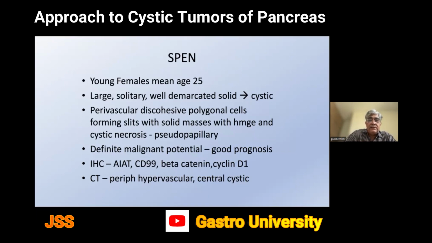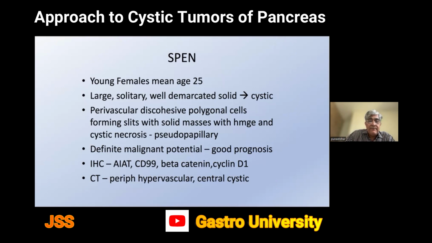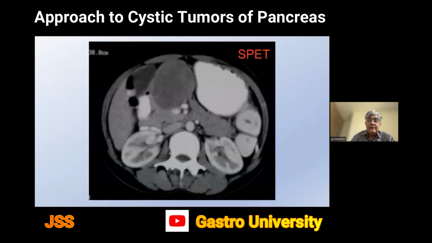The pathologist can diagnose it even without immunohistochemistry, but traditionally alpha-1 antitrypsin used to be done earlier as one of the immunohistochemical markers. But currently one of the best is beta-catenin along with CD99, and the CD99 shows you this kind of perinuclear dot positivity, which is very typical for SPENs. The cyclin D1 can also be positive. The CT scan typically shows peripheral hypervascularity and central cystic nature. So that's the typical feature.